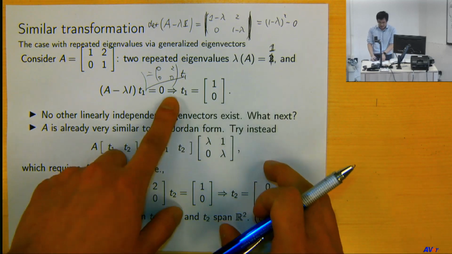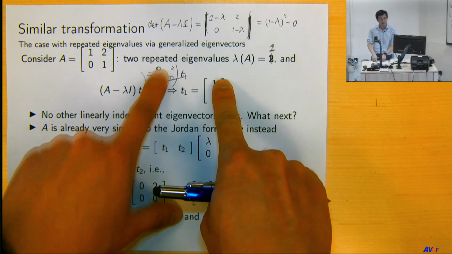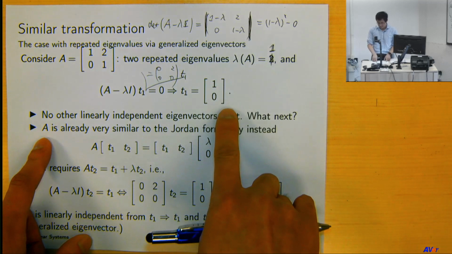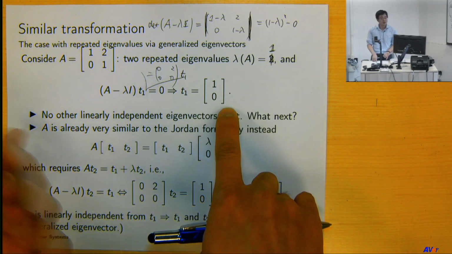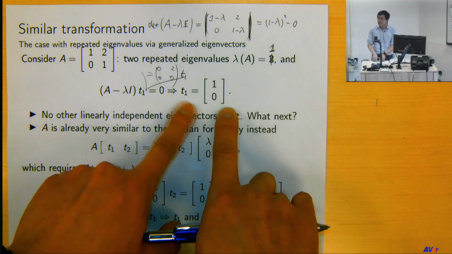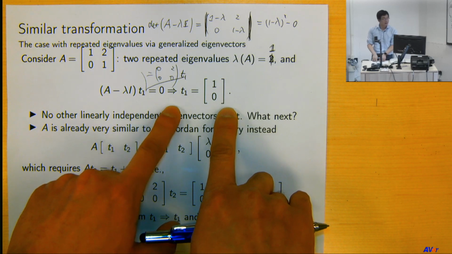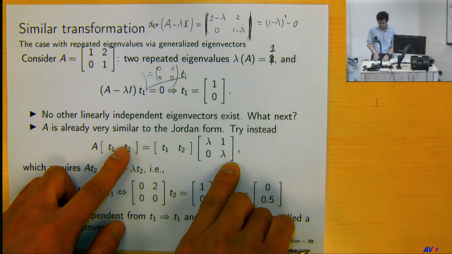So let's pick t1 to be 1, 0. Pick the first column of this matrix, so it's going to be 0. That's one eigenvector. That's the only thing we can pick. You don't get a second linearly independent eigenvector out of this equation, so you cannot form our T1, T2 matrix from there.